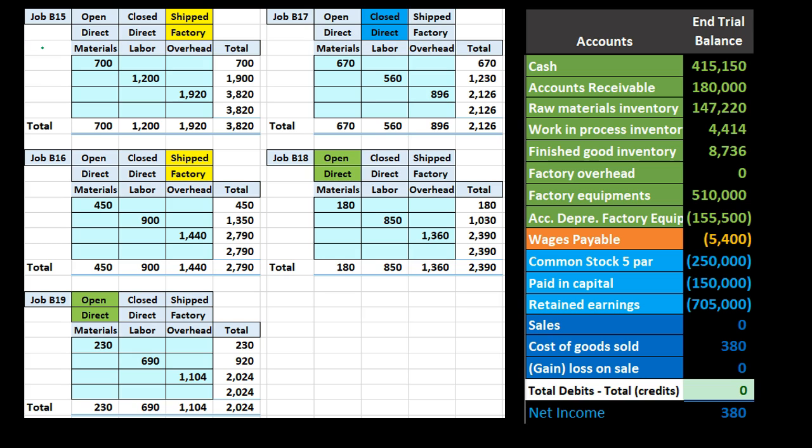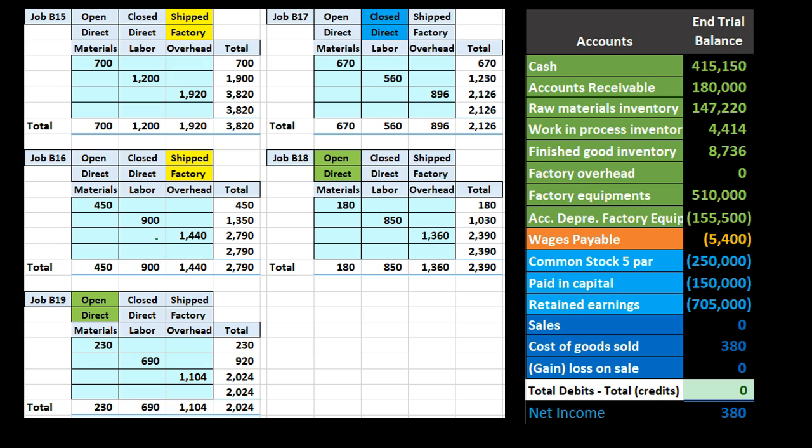So direct materials and direct labor are items that we can assign to jobs such as job 15, job 16, job 17, job 18. The stuff that we could not assign directly to the jobs, we had to put into factory overhead, then use an allocation base to assign it to the job. So each job does have factory overhead, but we had to use an estimate in order to apply it. So now we have to consider: are these jobs open? Are they closed, or have they been sold?